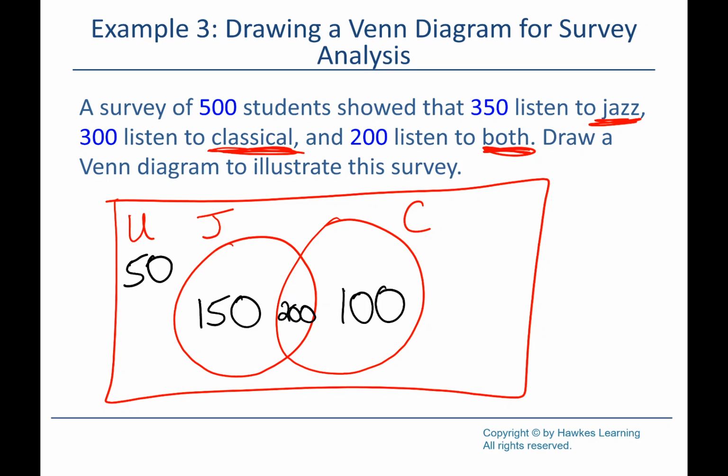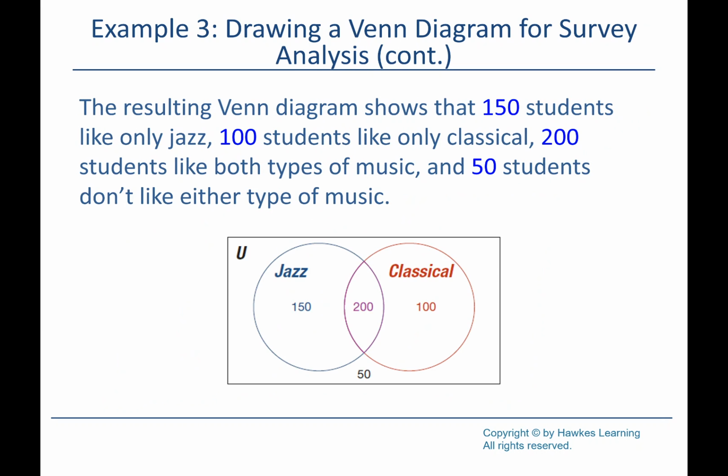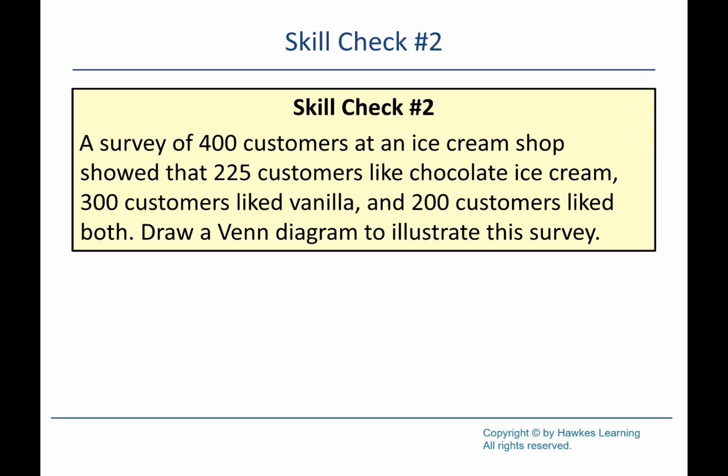Let's see. Almost there. This section's not too long. All right, let's do a similar one here. We're doing ice cream this time. It says we've got 400 customers. A survey showed 225 customers like chocolate ice cream, 300 customers like vanilla, 200 customers like both. Draw a Venn diagram.